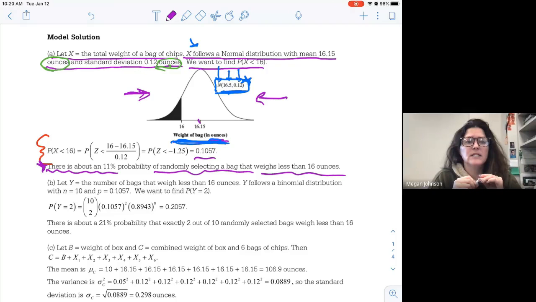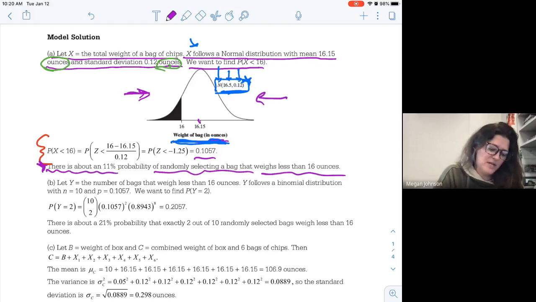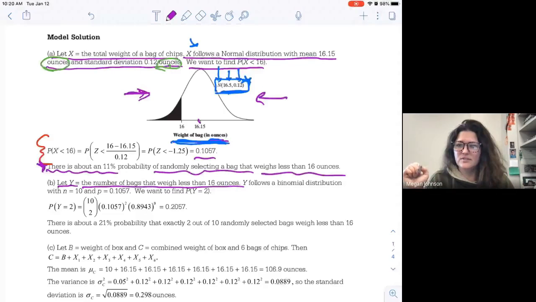And yeah, you can get into the binomial probability here. Okay, so they define a new variable. The reason I bring that up is because they define a new variable. So let Y equal the number of bags that weigh less than 16 ounces. So here's your new variable.